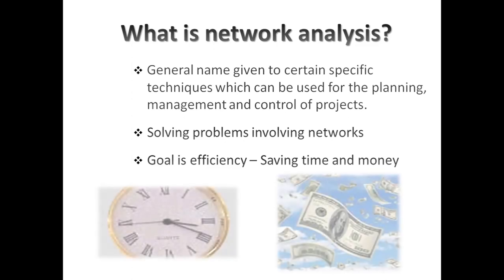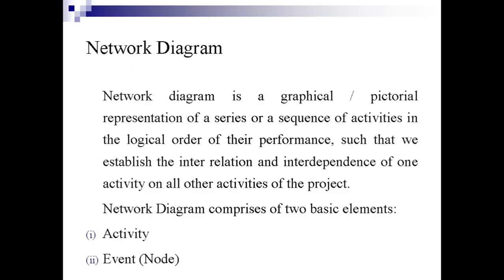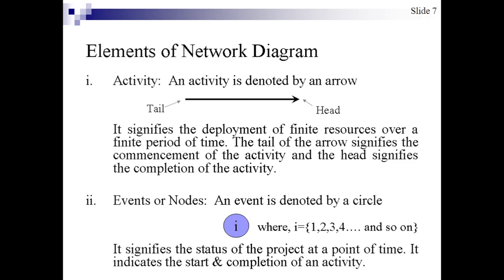As well as you observe what is network analysis, before we should learn what is network diagram. So how to draw network diagram? Network diagram is a graphical pictorial representation of a series or sequence of activities in the logical order of their performance such that we establish the interrelationship, interdependence of one activity to another activity of the project. The network diagram having two elements, one is activity, another one is event. So event represents, we call it as a node. There are two types of elements in network diagram, one is activity, another one is event.